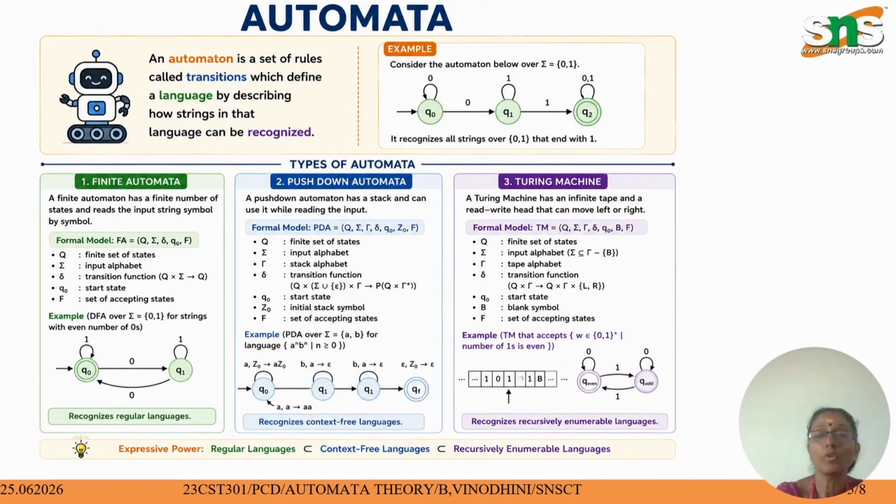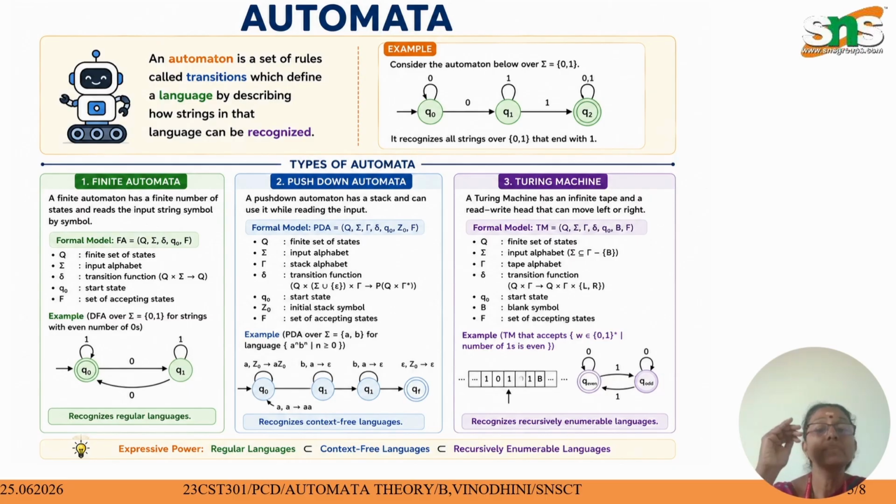Next is the automata. So what is an automata? An automata is a computational model or machine. It is an abstract machine used to define a particular language, describing how particular strings can be recognized. An automata is a set of rules called transitions which define a language by describing how the strings in that language can be recognized. For example, a string like 001 should be recognized by an automata.